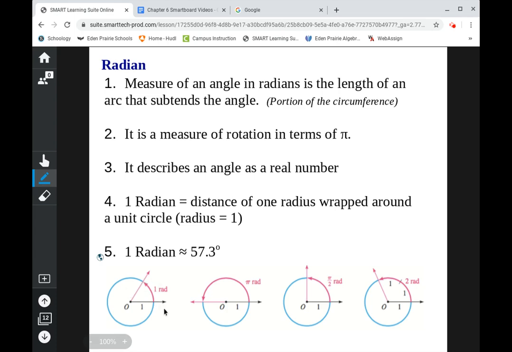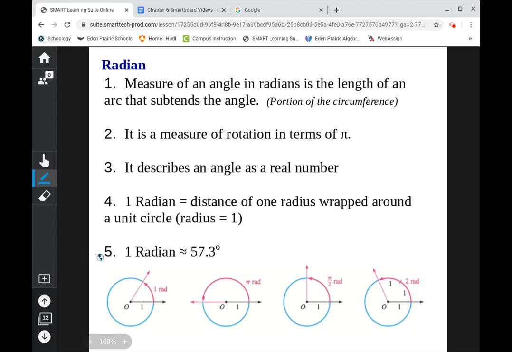It is a measure of rotation in terms of pi. Sometimes you'll see it in decimal form. Remember that pi is 3.14. It describes an angle as a real number as opposed to a degree, which is not necessarily a real number. Degree is an angle around a circle, but any given circle.